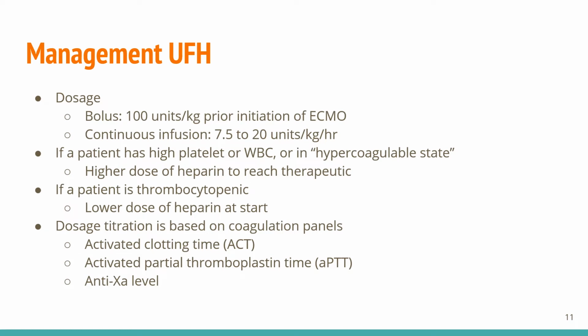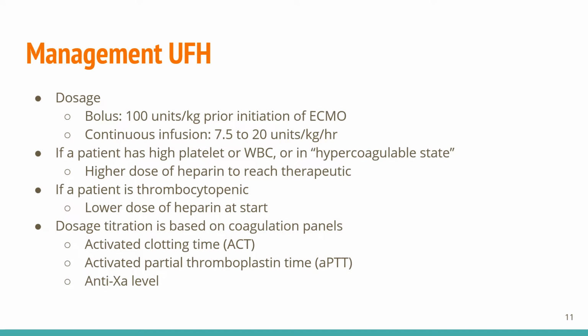close monitoring is required to reduce the risk of bleeding or clot formation. Typically, the patient will be given a bolus of 100 units per kg before initiation, and the continuous infusion will follow at 7.5 to 20 units per kg per hour, depending on patient-specific information.